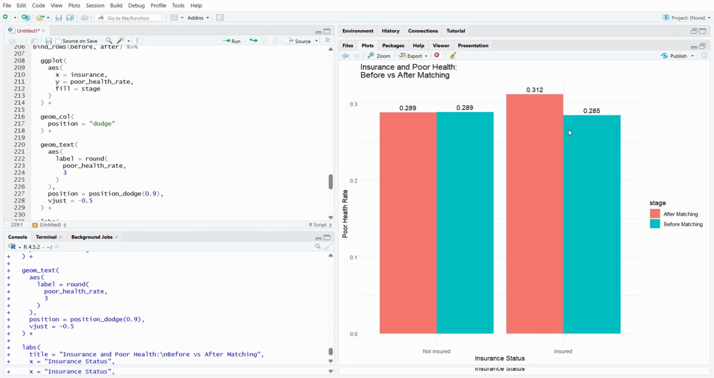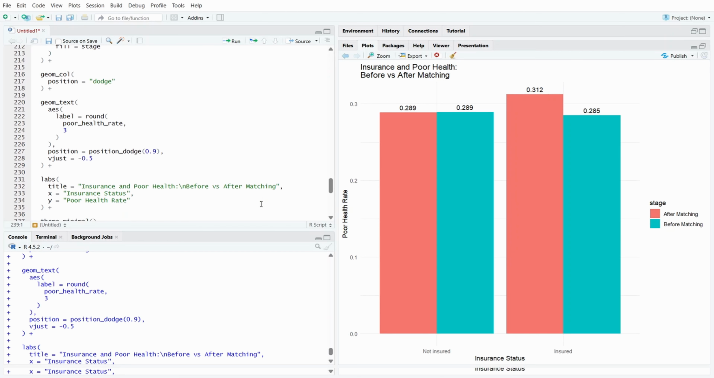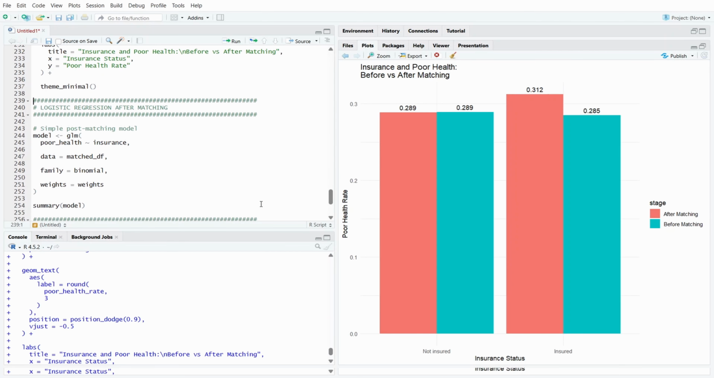Importantly, even after matching, the insured group still shows a somewhat higher poor health rate than the uninsured group. This may reflect residual confounding, healthcare seeking behavior, or the possibility that individuals in poor health are more likely to obtain or maintain insurance coverage. Overall, this figure demonstrates how propensity score matching can meaningfully change the estimated association by adjusting for differences in baseline characteristics between groups. Finally, we fit a logistic regression model using the matched dataset.